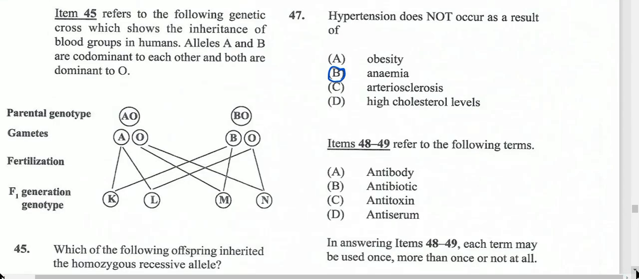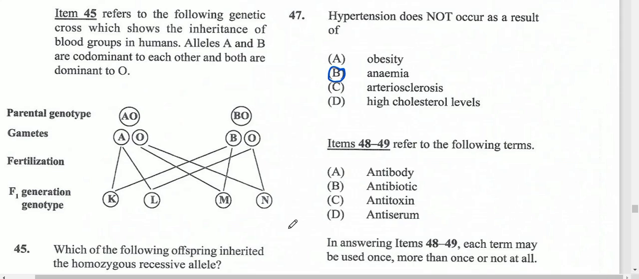Item 45 refers to the following genetic cross, which shows the inheritance of blood group in humans. Of course, alleles A and B are usually co-dominant to each other and are dominant to O. O is of course the recessive allele here. The question wants us to find which of the following offspring inherited the homozygous recessive. Homozygous here means the same, and the recessive is the O.